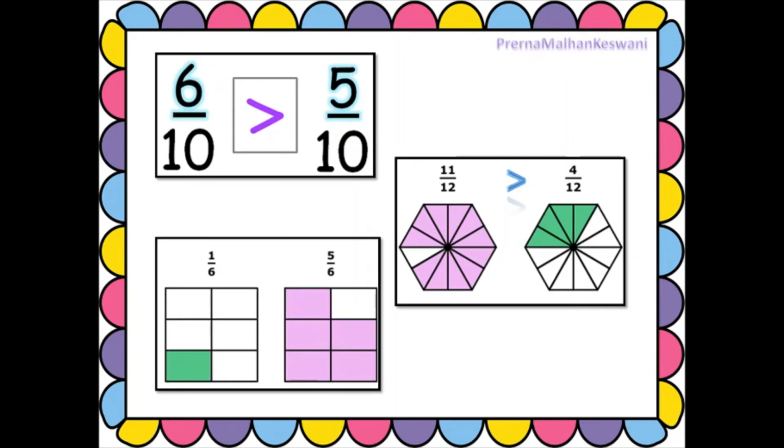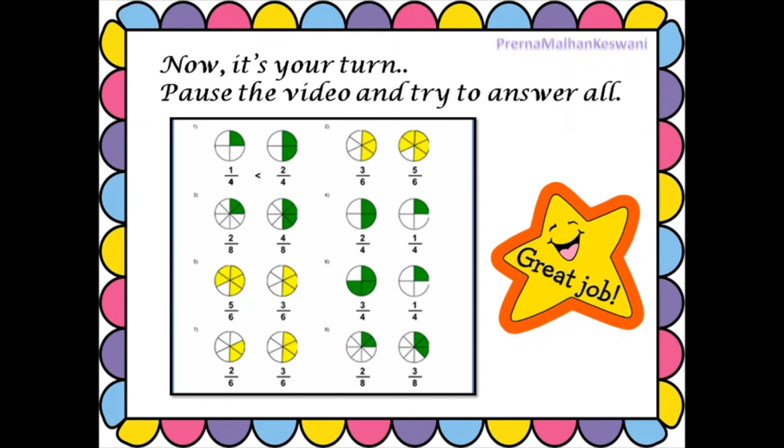Here also two fractions are given to you, 1/6 and 5/6. 5/6 fraction is bigger than 1/6. From the picture also you can check this out, and from the numerator also 5 is more than 1. So 5/6 is greater than 1/6. Pretty easy. Now kids, please pause my video and you can carry out these questions on your own.